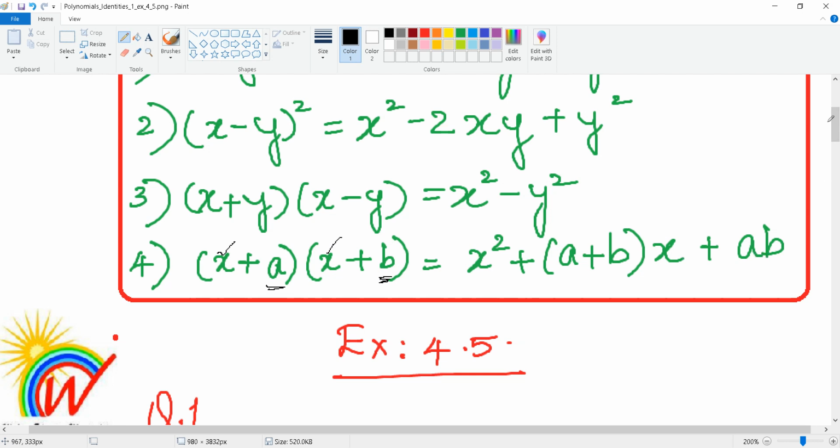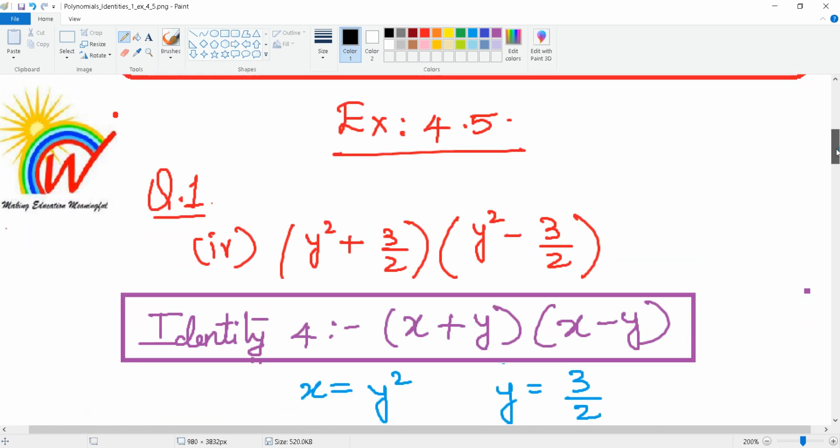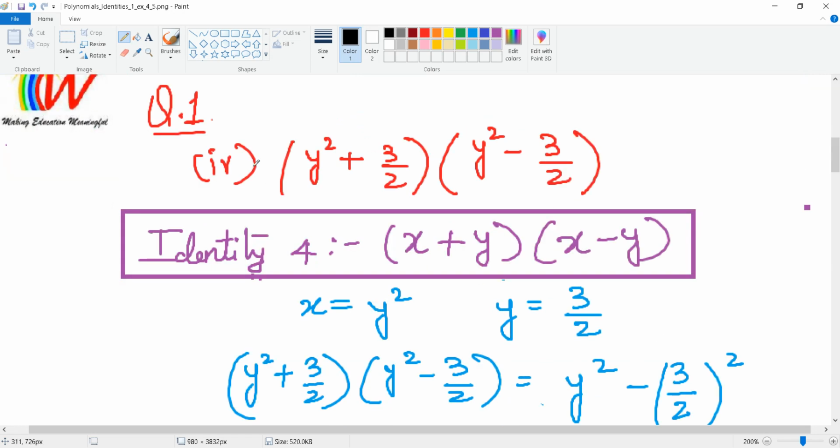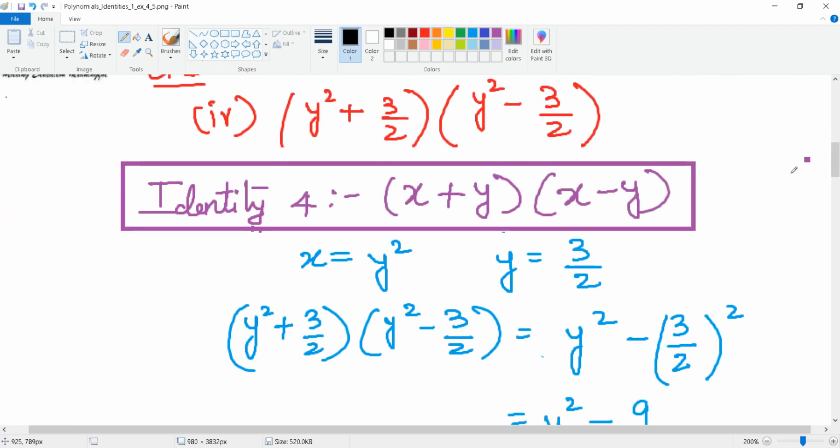Okay, so now we are going to do a few problems from your exercise 4.5, and as we do the examples, I'll explain how to approach these questions. Okay, so question number 1, I've just picked randomly the fourth problem in the first main. So it says (y square plus 3 over 2) and (y square minus 3 over 2). So this resembles your identity 3. I have written 4 by mistake. Let me just change it. Okay, so this is identity number 3. This is of the form (x plus y)(x minus y) equals x square minus y square, right? So now this formula could be used in this particular question.